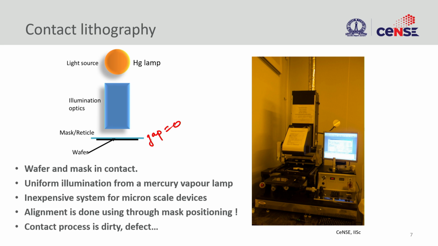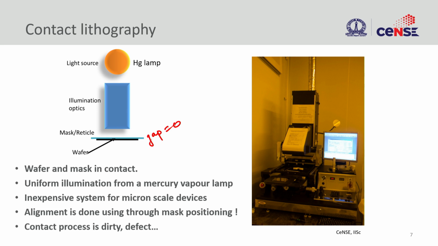So the mask and your wafer are in complete contact, right, and this will allow us to have a very good uniform illumination, right. And the other thing is this is also, similar to other systems, an inexpensive way to fabricate any micro scale device, right. And the alignment is done through the mask itself, right. So far we haven't discussed how we are going to make multiple layers using this lithography process. All we are understanding now is just an illumination, and whatever pattern you have on the mask gets onto the wafer, right.